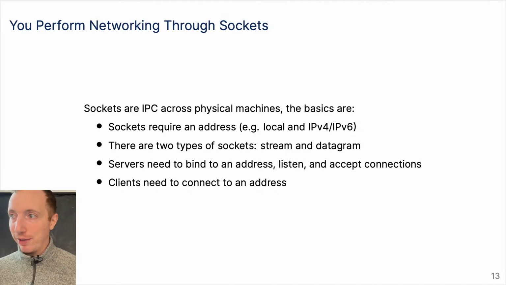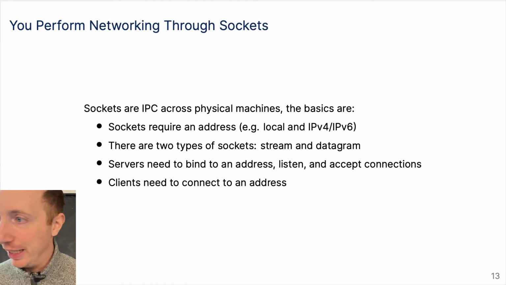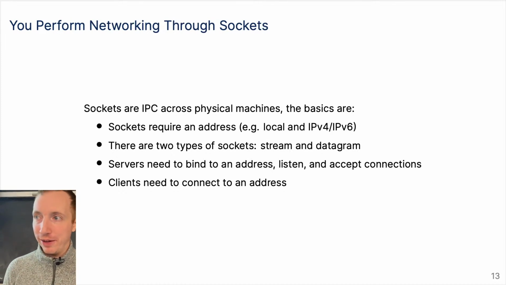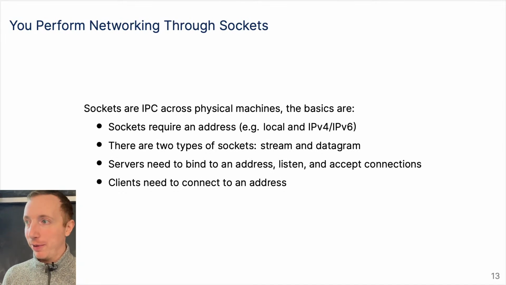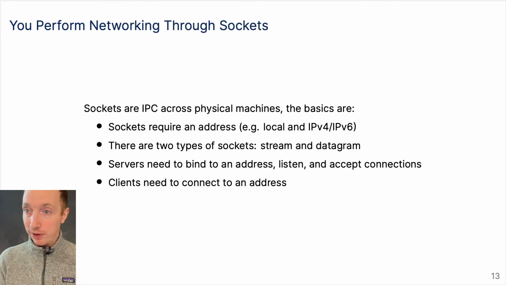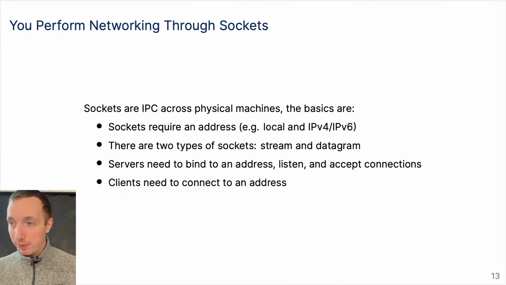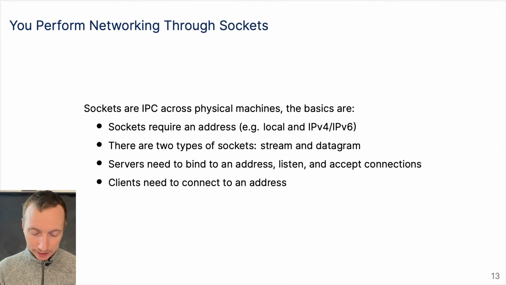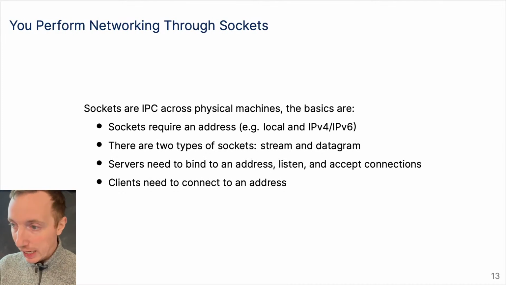It was surprisingly not actually anything new. It's just another form of IPC, and they use file descriptors, so it's the same abstractions we already know. All they are is IPC across different physical machines, though they don't have to be. The basics are that they require an address. If it's local, it's just a file, or it could be an IP address, like a v4 or a v6 address.